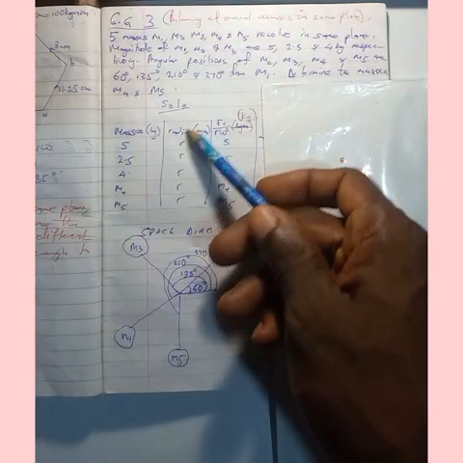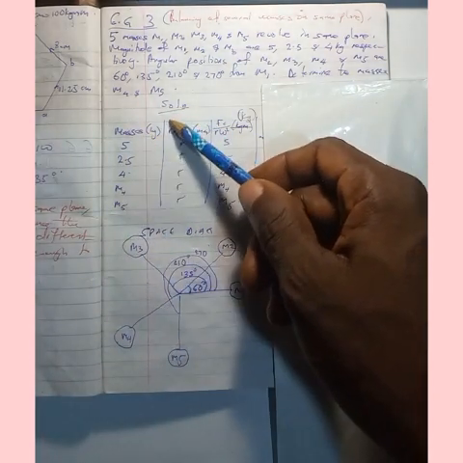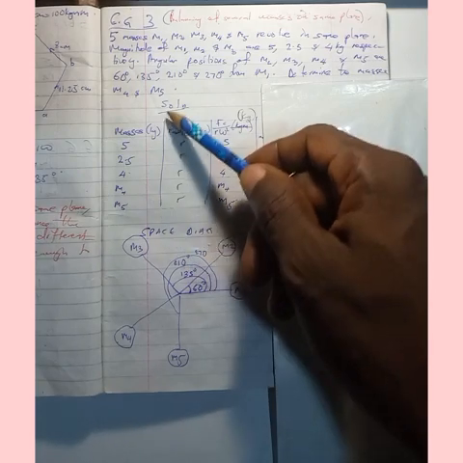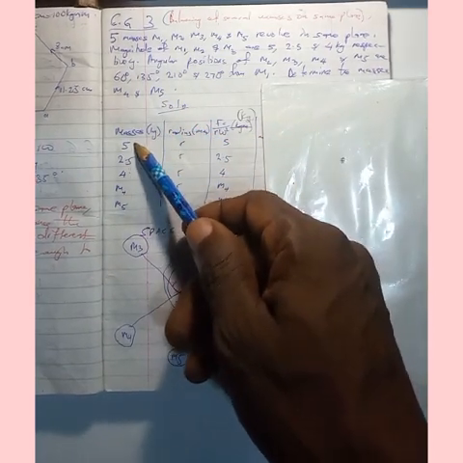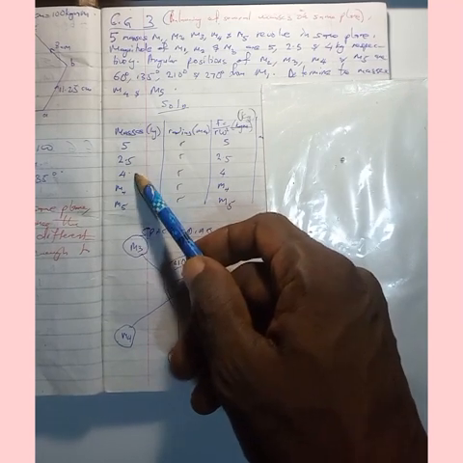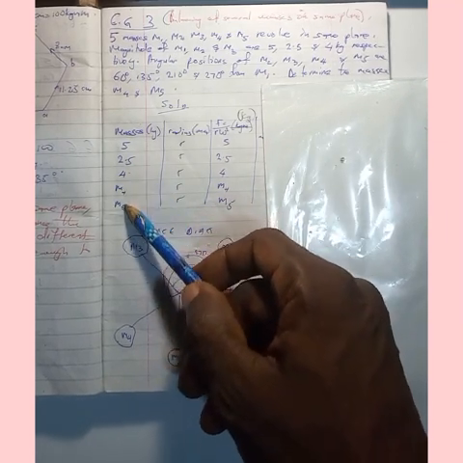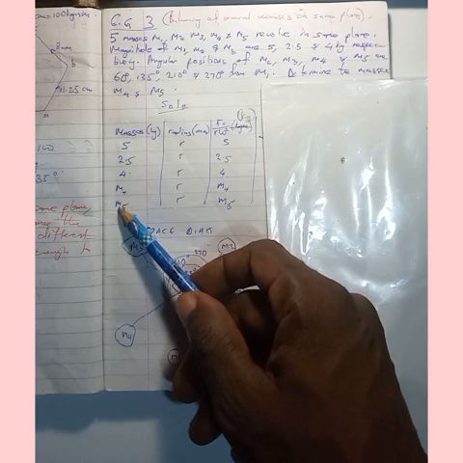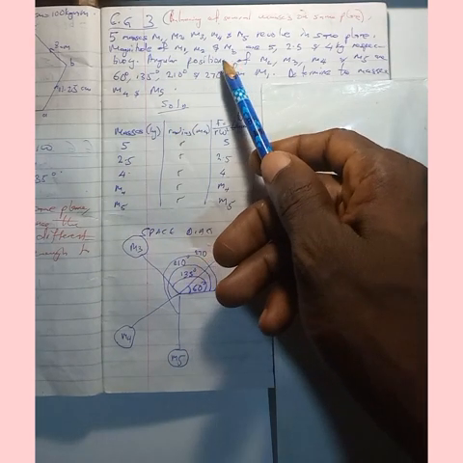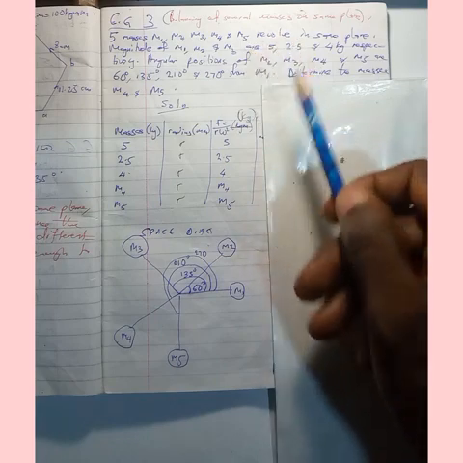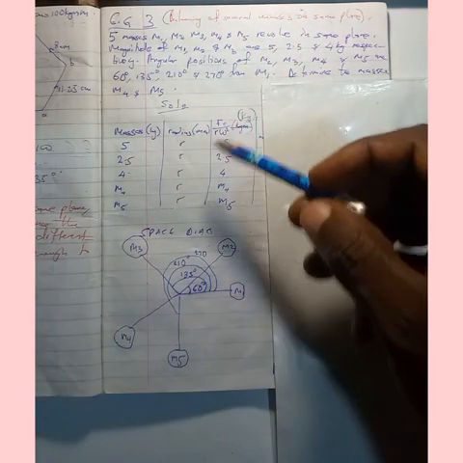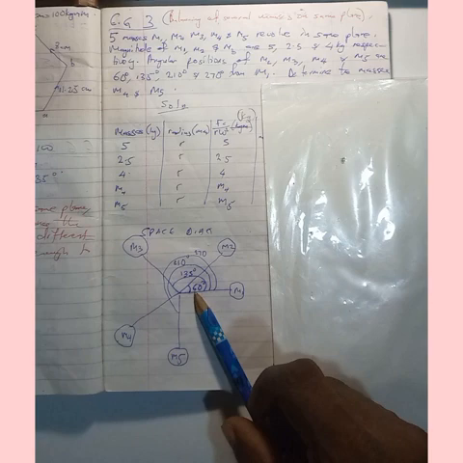Okay. So now the first step is to draw the table. In the first column we have the masses. The first mass is 5, the second mass is 2.5, the third is 4. M4 and M5 we do not know. Now from this question we are not given the radius of the crank. Okay, before we talk about radius, let's move on to the space diagram.